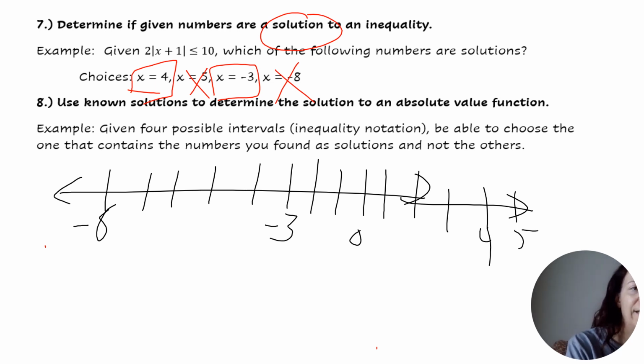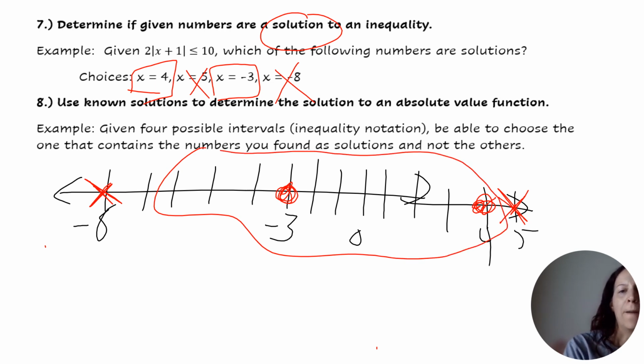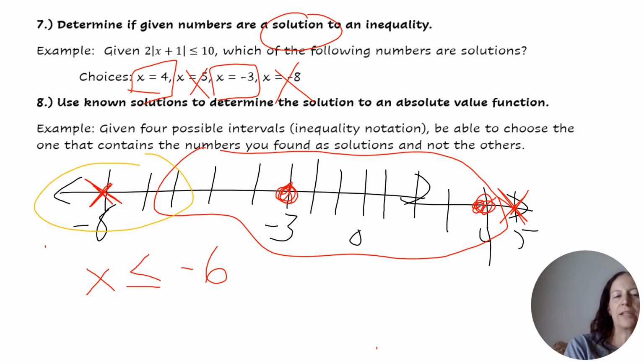So what I know is that -8 does not work. -3 does work. 4 does work, but 5 does not work. So what I'm looking for is an interval that contains the -3 and the 4, but not the -8 and the 5. So for instance, if I saw an interval that said x is less than or equal to -6, I would not pick that because less than or equal to -6 would include the -8, and I know that doesn't work. So you're going to eliminate that.